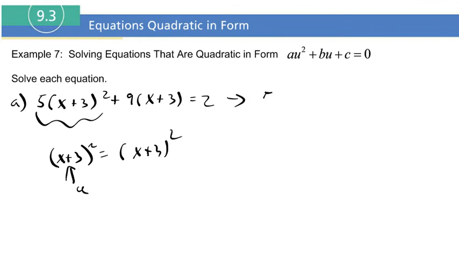So we'll get 5u squared. Again, I just replace this with U, plus 9 times U. I replace this with U because that's what U is. And that minus 2 equals 0. And that's because I subtracted 2 from both sides to put it in standard form. Okay? All right, well, it looks like this is probably going to be factorable.